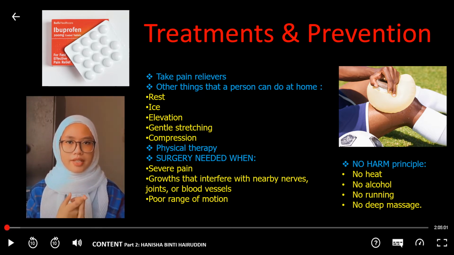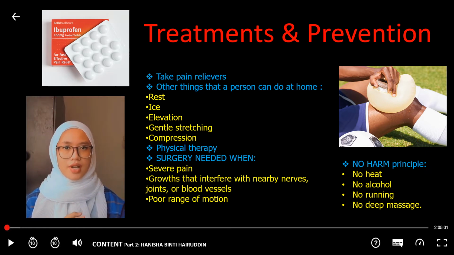The first one is rest, which means resting the affected area, or less commonly, immobilization of the affected muscles. The second one is ice. Try to apply the ice on the affected area for 15 to 20 minutes. The third one is elevation. Raise the injured limb above the level of the heart to help drain the excess fluid from the area.